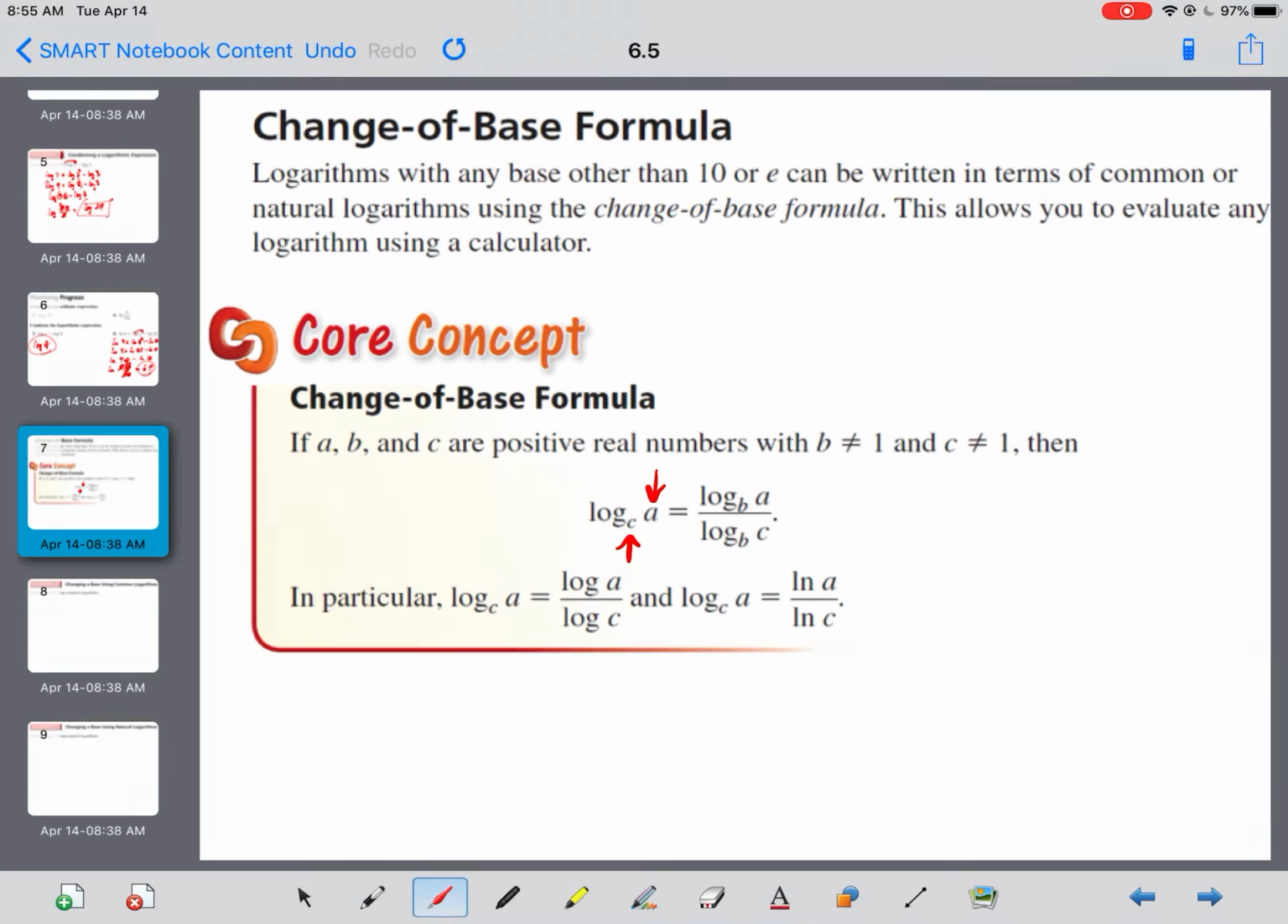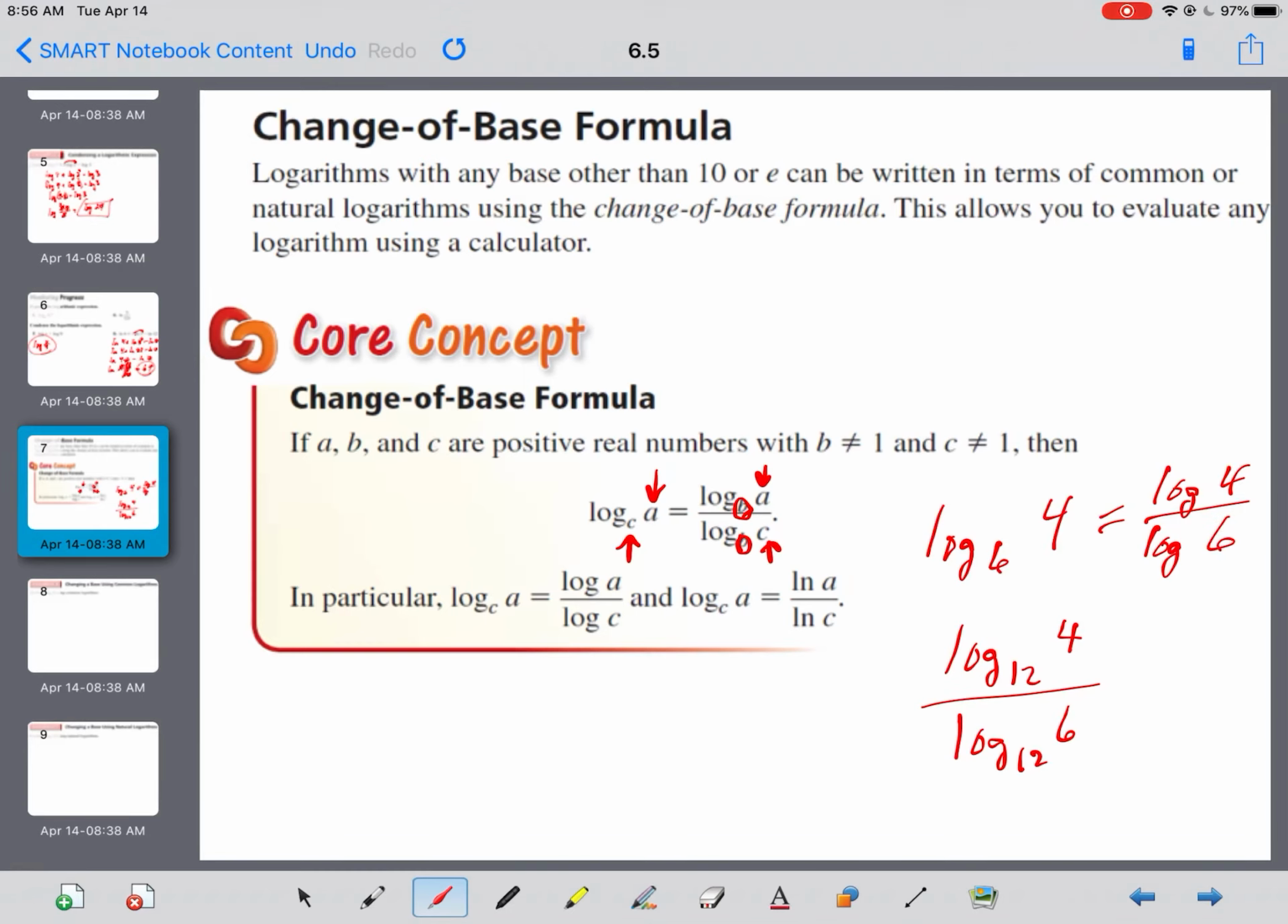If you have a log of a certain base of a certain number, you can turn it into a division of a log of a new base. See how this is new? And the original number and the base goes on the bottom. So you can change any base into any base that you want. If you've got log base 6 of 4 and you want it to be in log base 12, you go log base 12 of 4 on top and log base 12 of 6 on bottom. Now it's in log base 12. And you can change the top into another.